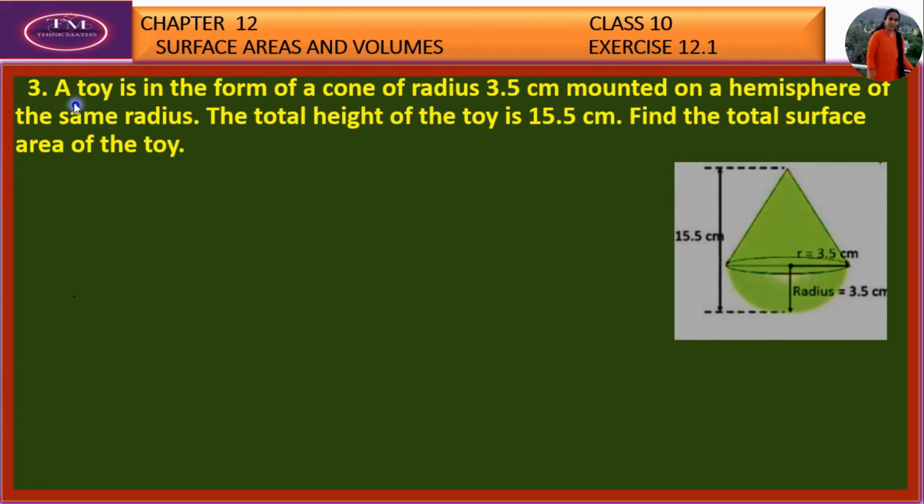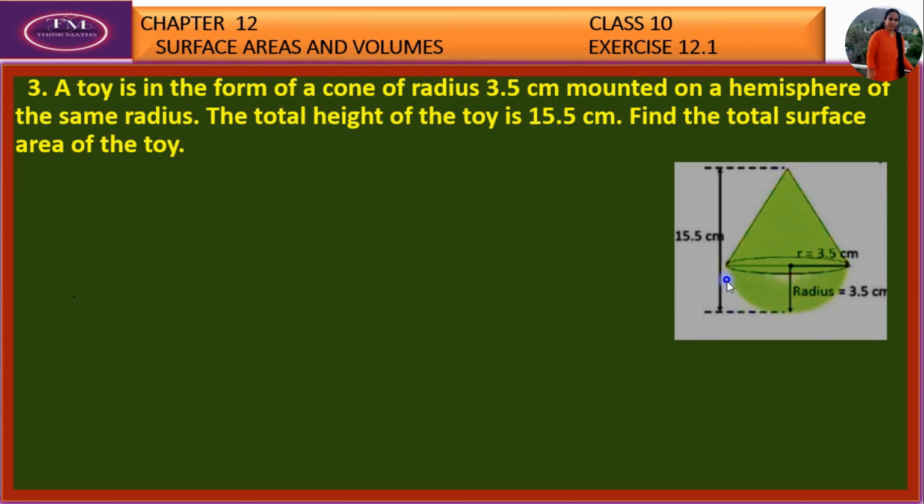So what is problem 3? A toy is in the form of a cone of radius 3.5 centimeter mounted on a hemisphere of the same radius. The total height of the toy is 15.5 centimeter. Find the total surface area of the toy. We have to find out the total surface area of the toy.